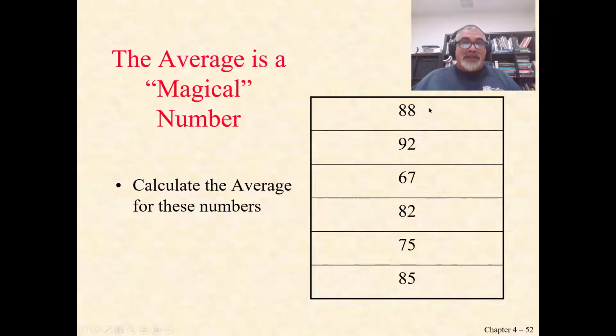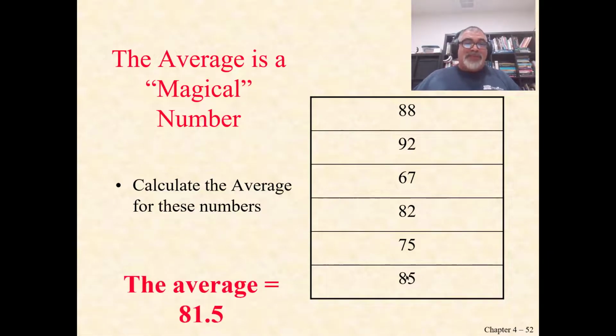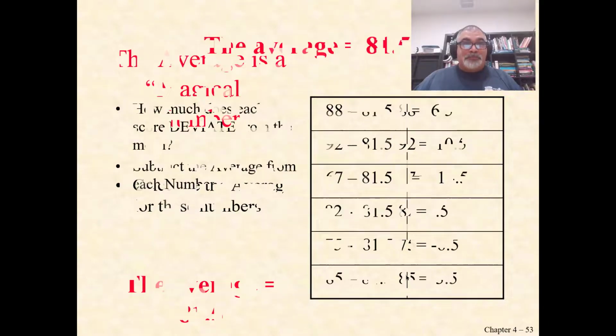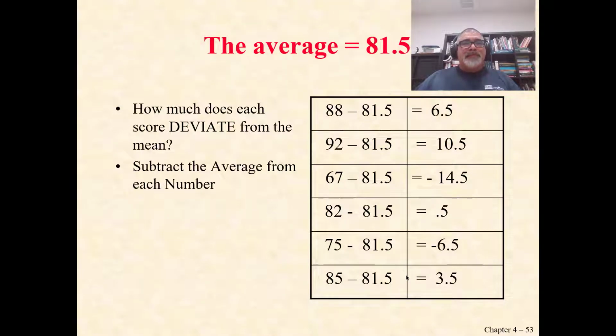So let's imagine we have a data set with 6 observations. 1, 2, 3, 4, 5, 6. So 6 scores. And we could calculate the average for these 6 scores. And our average is going to be 81.5. If you need practice, add up all the scores, divide by 6. You should get 81.5. If you don't, let me know, and I may have an error. So the average is 81.5.